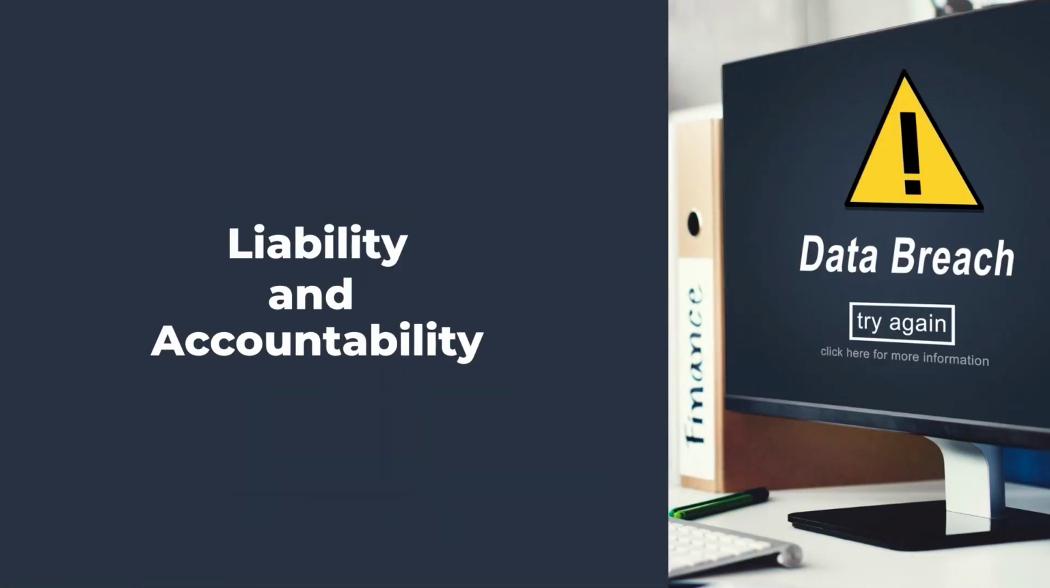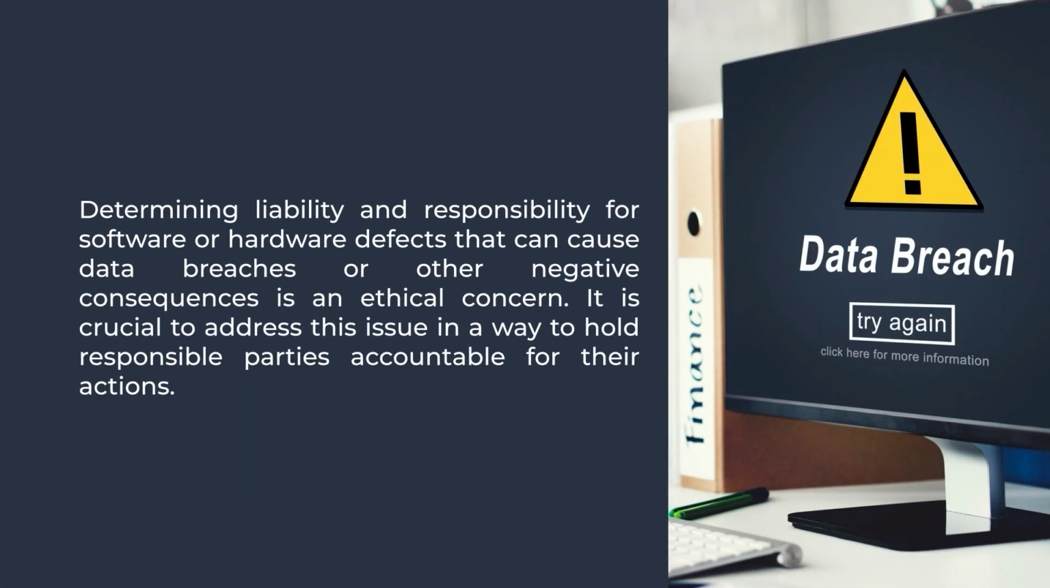Another ethical concern which needs to be spoken about while talking about information technology is concerning liability and accountability. Determining liability and responsibility for software or hardware defects in the case of information technology can cause data breach or other negative consequences, and it's an ethical concern. It is crucial to address this issue in a way to hold responsible parties accountable for their actions. If there is a negative consequence which arises from the use of information technology, or if there's a data breach, one would want to know who is to be held responsible and who should be punished. If we are not sure who is to be punished, then perhaps instances like these will keep on happening. So accountability and liability become an important concern.